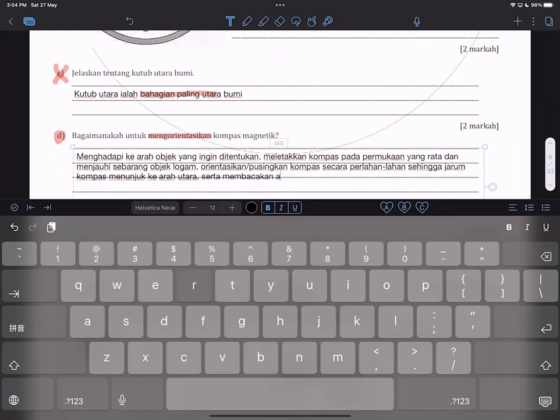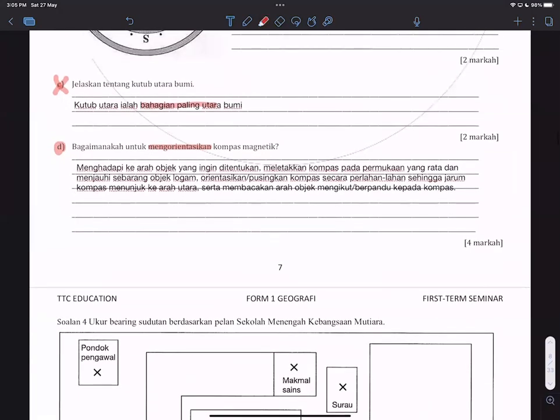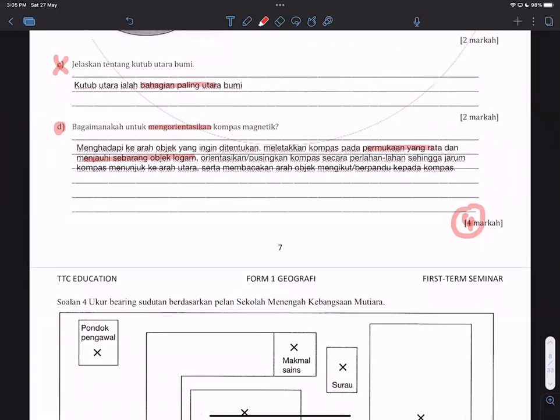Membacakan arah objek, referring to the compass. Mengikut, or other than mengikut, you can use berpandu kepada kompas. Okay, so this is a total of 4 marks. So why do I keep referring to 4 or 5 marks? Because meletakkan kompas pada permukaan rata and menjauhi objek logam are supposed to be the 2nd and 3rd marks. We combine just to hit 4 marks only. Usually there are 5 steps.